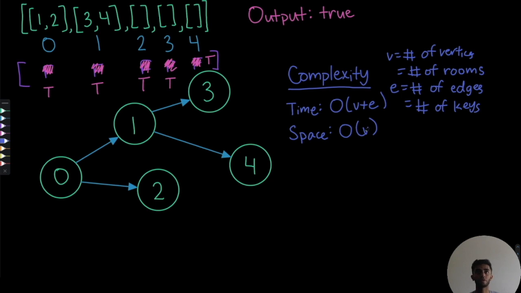There's a couple of reasons for that. The first is our visited array that you can see up here has one element for every room, or one element for every vertex in the graph. So that's O of V space complexity.